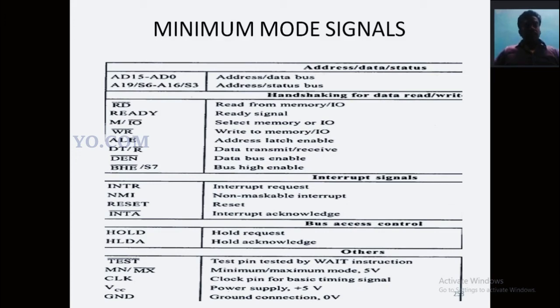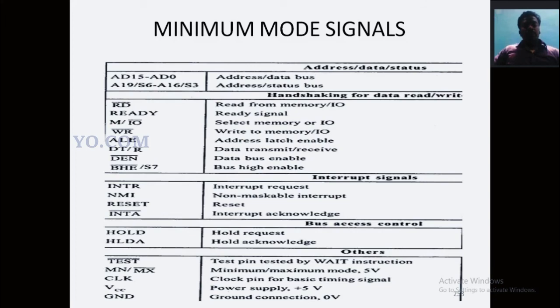In minimum mode signals, we first consider the address and data lines. We consider the address and data bus, then A19 address and status bus. Already we studied those. Next are the handshaking signals for data read and write. The RD signal is used in minimum mode. RD means read operation. Ready means the microprocessor is ready to transfer data or ready to receive data. That is indicated by the ready signal.